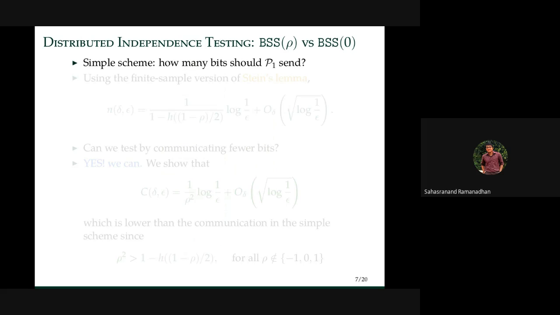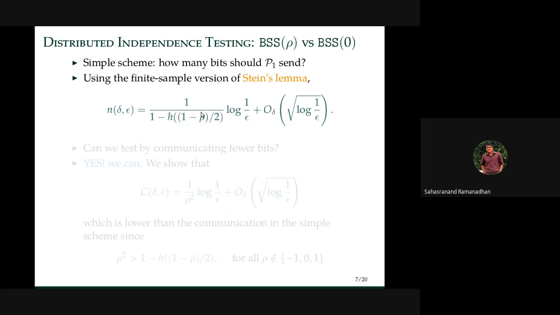But how many bits should we send? Why I'm asking this question is because we want to ensure that the probability of misdetection and false alarm are less than epsilon and delta respectively. So what is the number of bits we should send to ensure this? So using the finite sample version of Stein's lemma, which is a standard result, we can show that the number of samples that party 1 has to share is given by this expression here, 1 by (1 minus h of (1 minus rho) over 2) log 1 over epsilon.